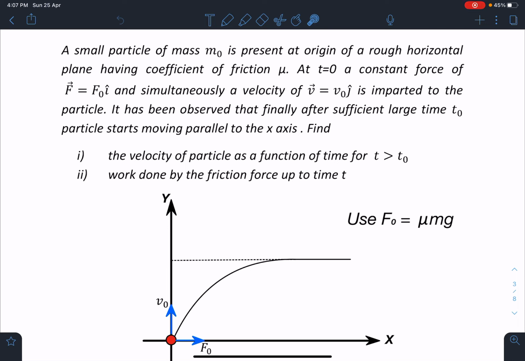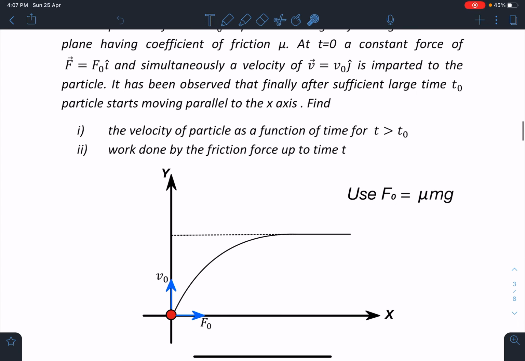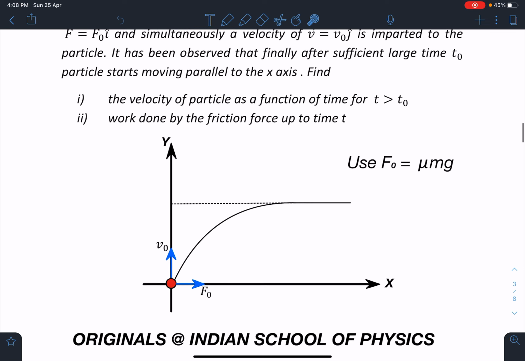And for simple calculation, simple answer, you can use f0 is equal to mu mg. Earlier I tried this question by using f0. The calculations were quite tough. So if you use f0 equal to mu mg, then it gives a very nice answer in this case. So here is the situation.